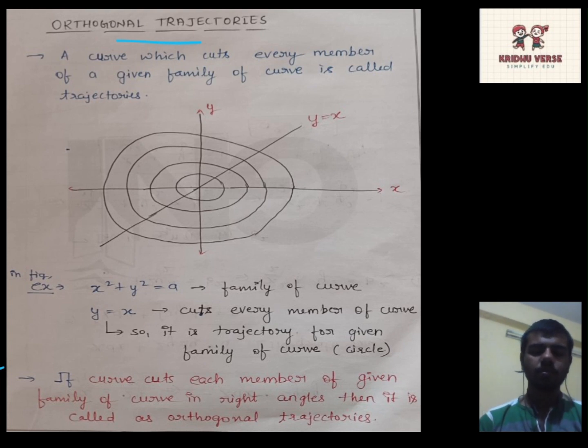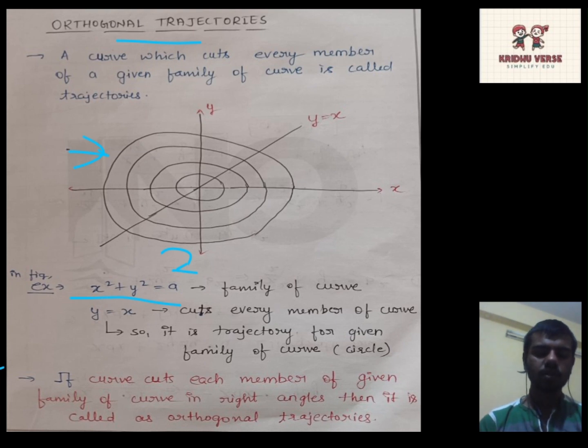Like we assumed this circle, we assume the family of curves, that is x square plus y square equal to a square. It is the family of curves we have taken. Next, what are we doing? y equal to x, that is a straight line. That is the curve we have taken.